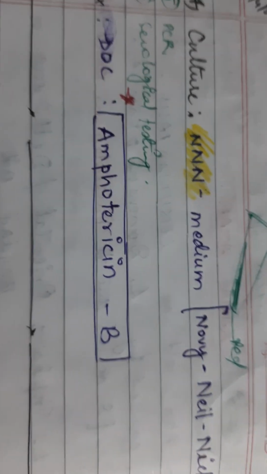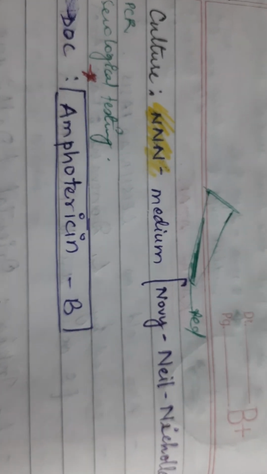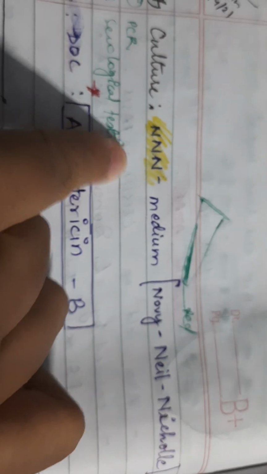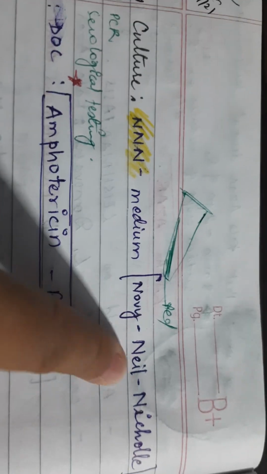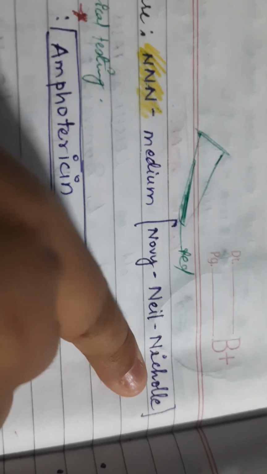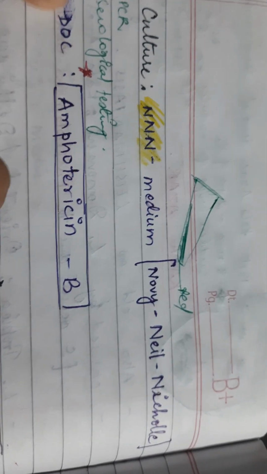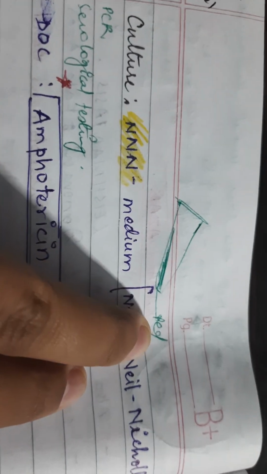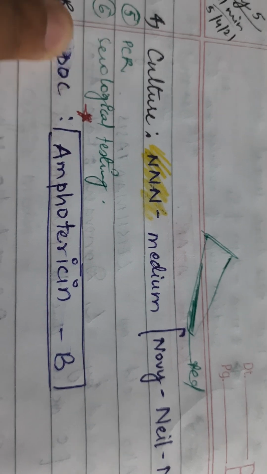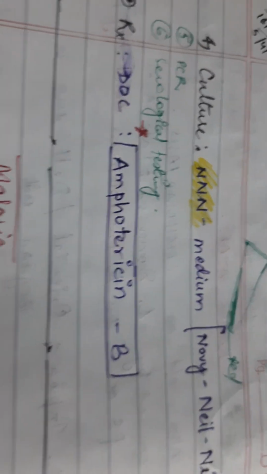4. Culture: NNN medium. In culture we do not use SDA, but we do use NNN medium, Novy-MacNeal-Nicolle, like this. It will come as a red color in the test tube. And then PCR we can perform, as well as serological testing. Drug of choice is amphotericin B in Kala-azar.